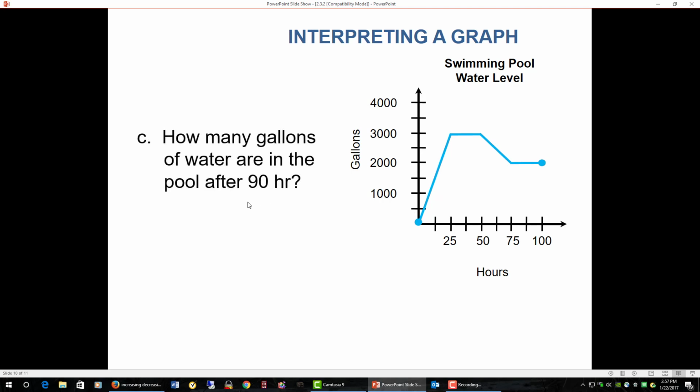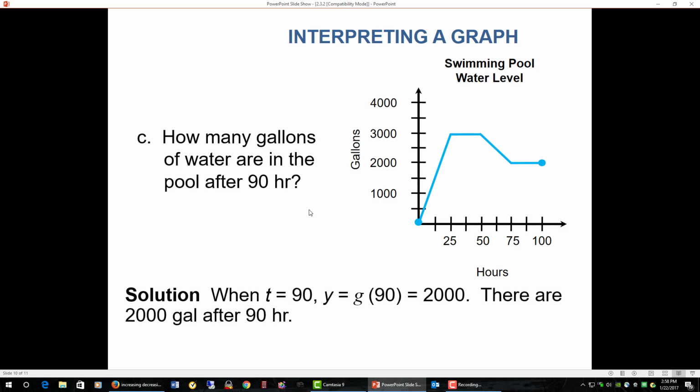All right, last part of this graph, and you may be asked to be interpreting these things in different ways. How many gallons of water are in the pool after 90 hours? Well, it would be in this interval right here, I would say. So I would have to say, looking across, about 2,000 gallons, and verified there.